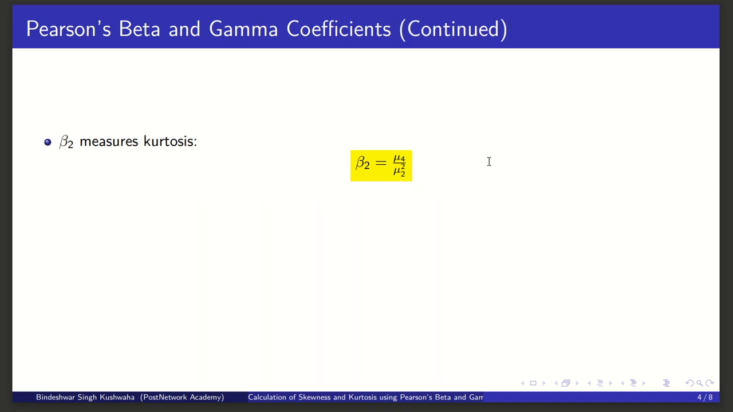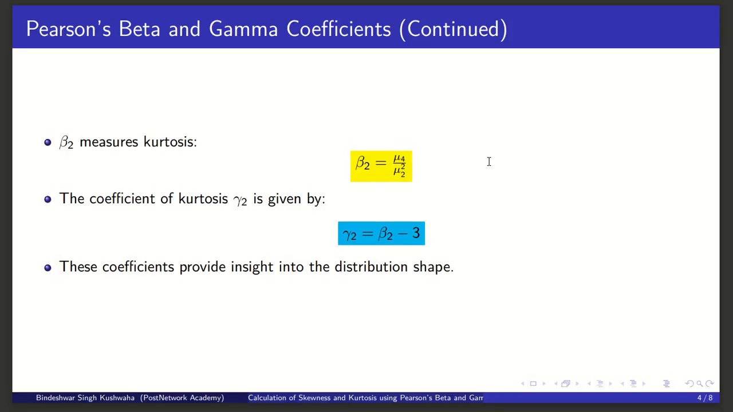Now let us understand beta 2. Beta 2 is defined as mu4 upon mu2 square. Mu4 is the fourth moment about the mean and mu2 is the second moment about the mean. Now the coefficient of kurtosis, gamma 2, is defined as gamma 2 equals beta 2 minus 3, and these coefficients provide insight into the distribution shape.